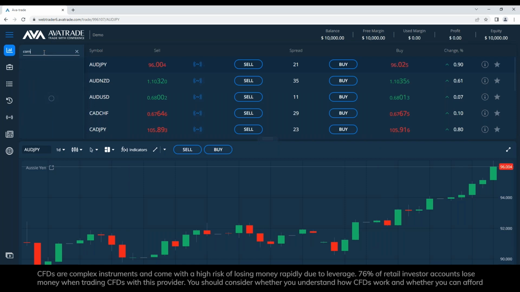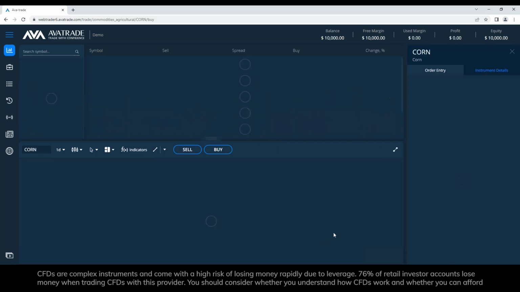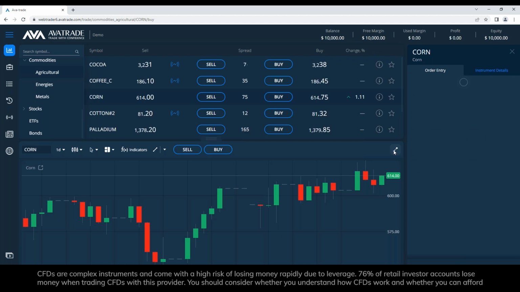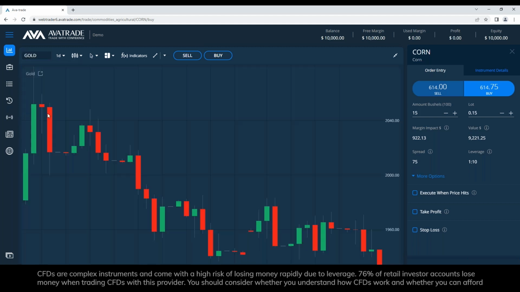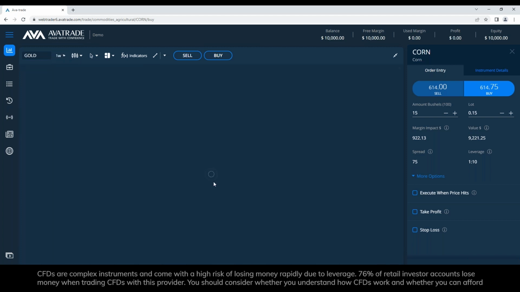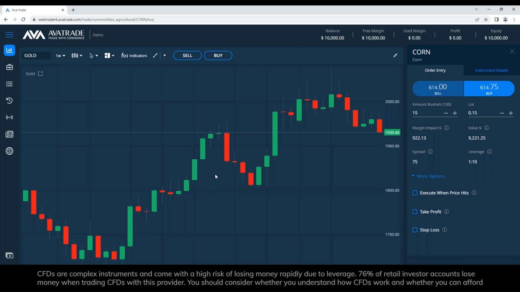We're going to go with corn. Actually, you know what? With corn, let's take gold. Because with gold, we also have the fundamentals.